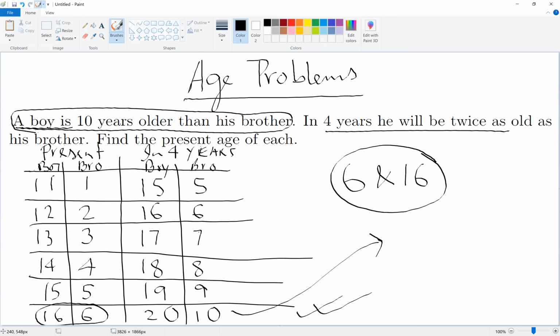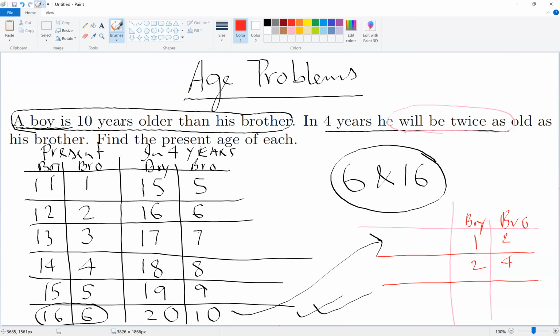Okay. You can also start on this side, twice as old. You can start with, if they're twice as old, how old they can be. Okay. And then go back 4 years. So that's another method you can follow. And you can say 1 is twice the old. So you can say 2, 1, and then you can go 4, 2, and then go backwards. That's also possible.